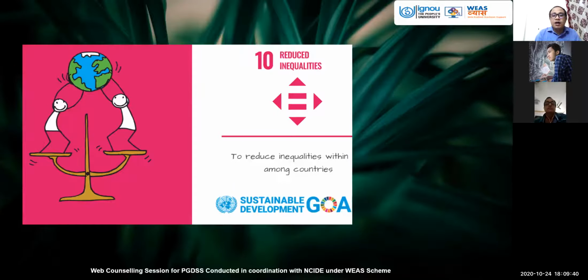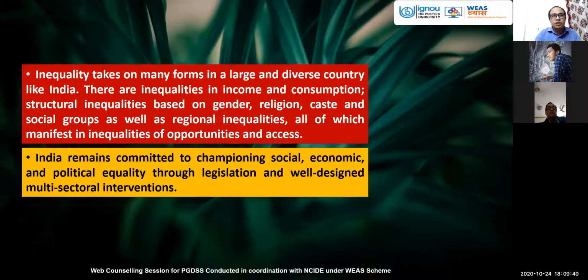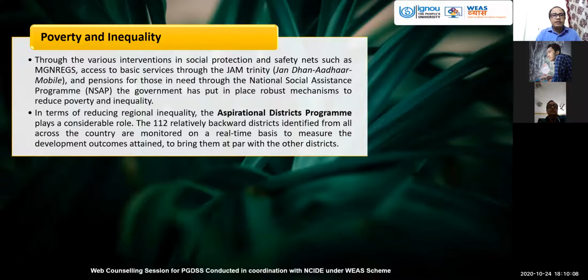Reduce inequalities within or among countries, we are continuously discussing this. We already have different schemes that talk about women, about disadvantaged groups of society and differently abled people. Under that, to end poverty and to have an equal society, we have MGNREGA, then the National Social Assistance Program. Then we identified the Aspirational District Program, which has a considerable role and commendable performance. 112 relatively backward districts were identified from all across the country, and they are monitored on a real-time basis to measure the development outcomes, to bring them on par with other districts.